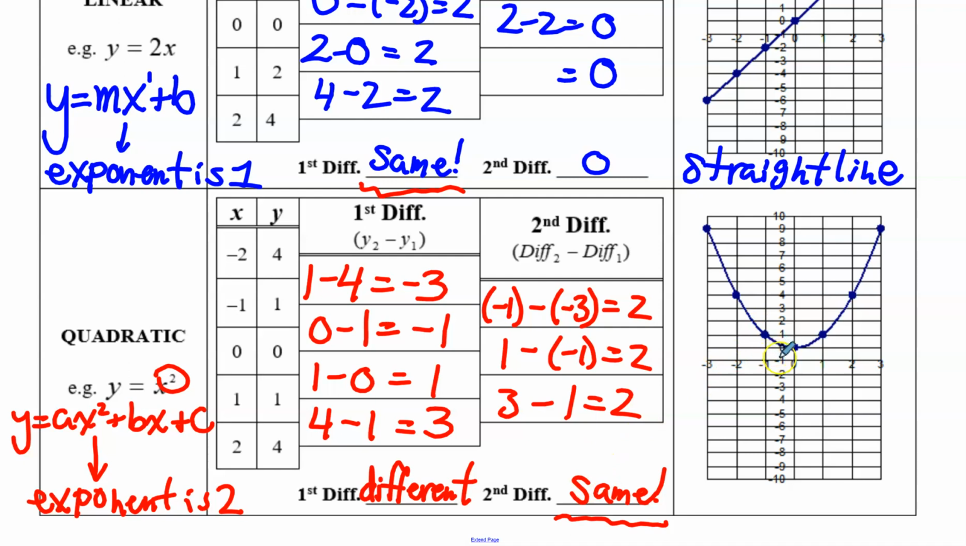And then from the graph, we've hopefully recognized this shape, right? When we've got a quadratic relationship, it's a parabola.